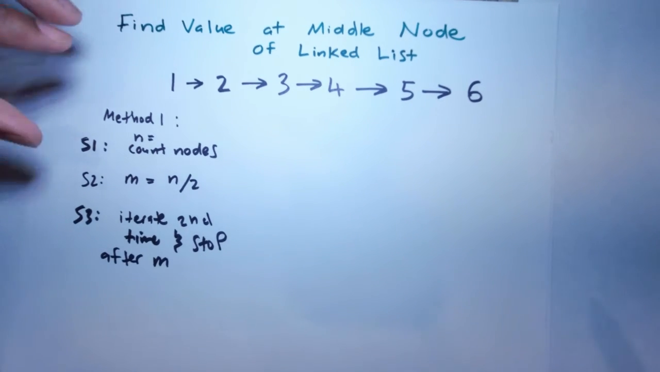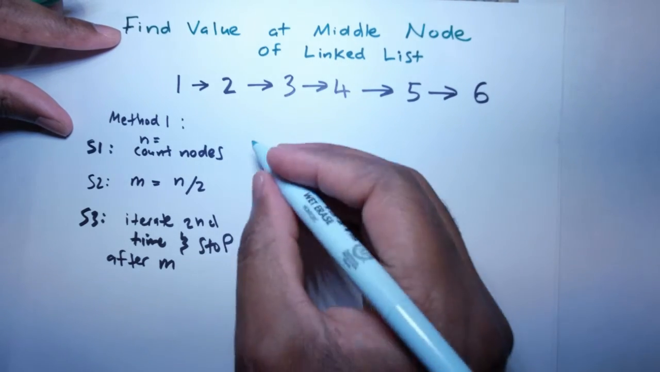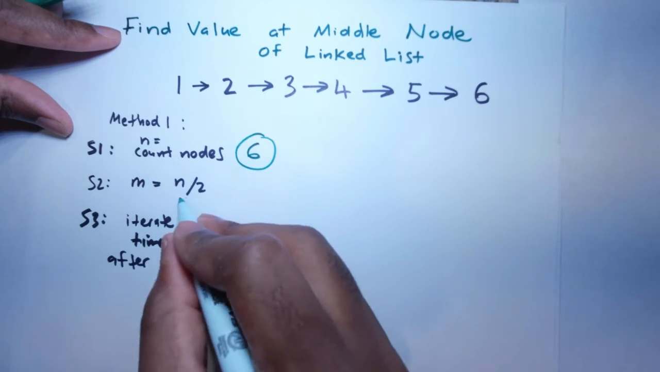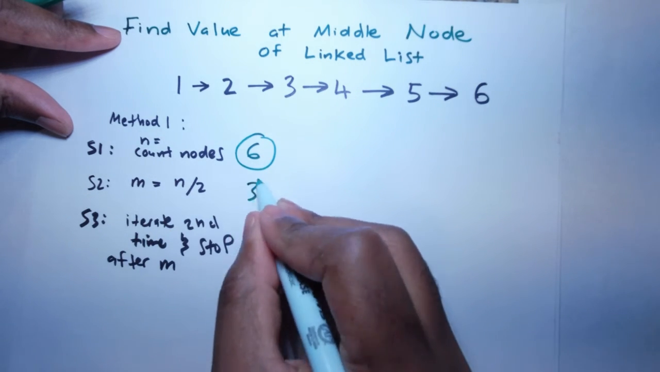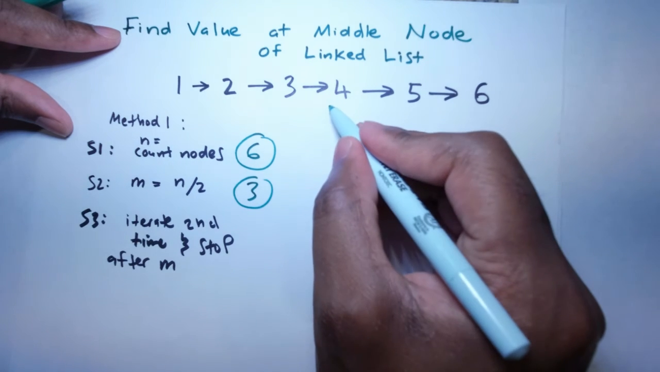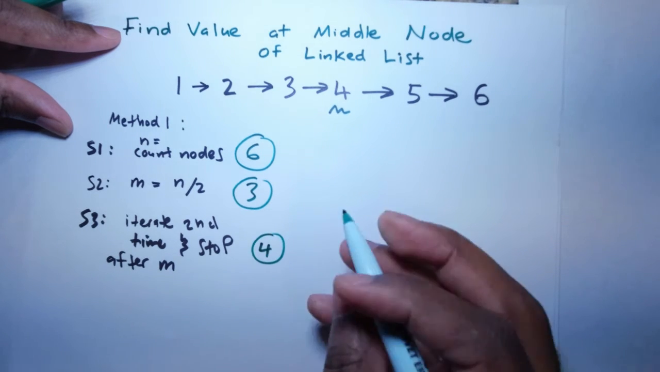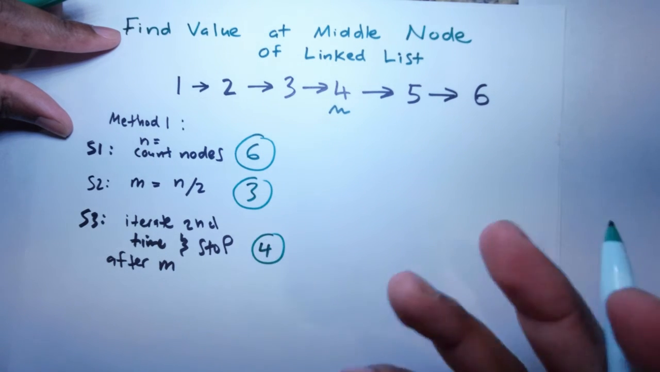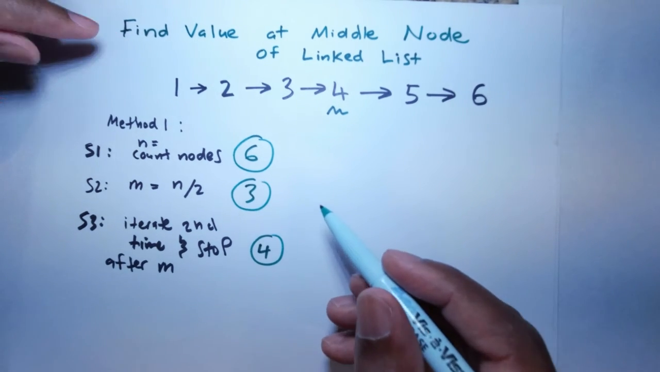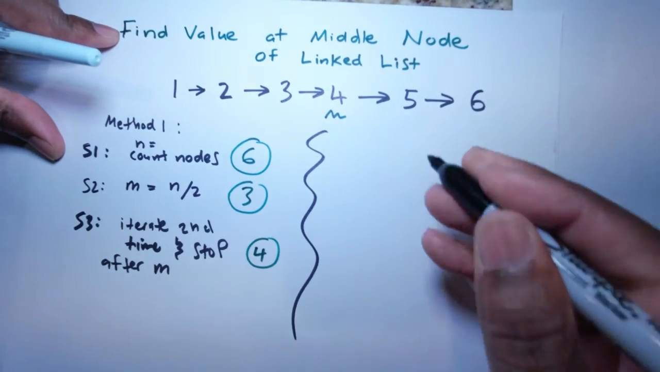To kind of make this come alive, we'll use this actual example given here and count the nodes. We get 6, and then n divided by 2 is 3, and then we stop after 3. Stopping after 3, we get 4, and as I mentioned, that is the right bias that we're taking here. So we stop after that, and then essentially we return the value at that node, which is going to be whatever that holds. So that's the first method.